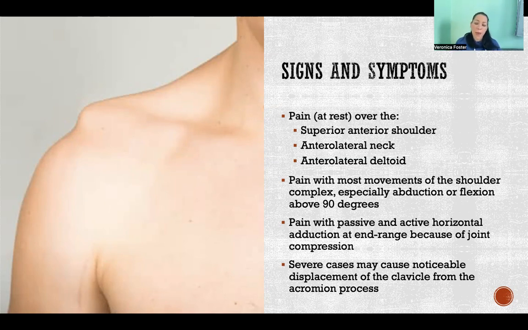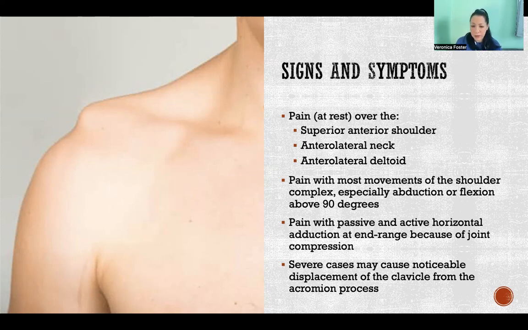Then there will also be pain with passive and active horizontal adduction. Horizontal adduction would look like this. Here's my shoulder. If I move my arm across the front of my body, that is horizontal adduction. Passive meaning that someone is moving it for you, and active meaning that you are moving it yourself. So there will be pain, whether it's passive or active in that motion, and especially at end range, meaning the further you get, the more it will hurt because it will put compression on that joint.